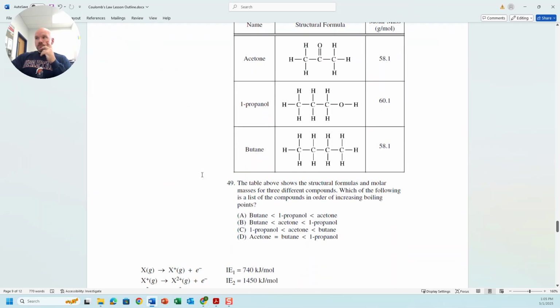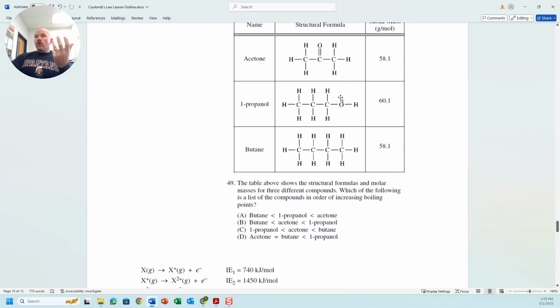Okay. So here's kind of like just an IMF question. I should be able to look at this and know it's polar with dipole-dipole interactions. This is polar with hydrogen bonding, and this is non-polar with just London dispersion forces. Now, why is a hydrogen bond stronger? Well, it's because this bond is more polar than the carbon-oxygen bond, but not as polar as oxygen-hydrogen.